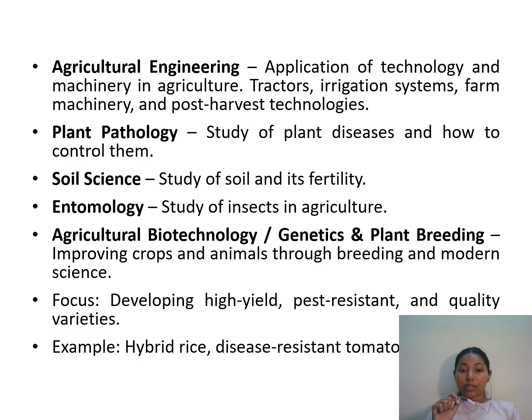Then coming to agriculture biotechnology. This is the portion that I have done my master's on, so I can give you a bigger insight into it. Agriculture biotechnology is improving crops and animals through breeding and modern science like tissue culture and making of hybrids, developing high yield, pest resistant varieties, for example golden rice, hybrid rice, disease resistant tomato, all these things. So if you see, these are the branches of agriculture.